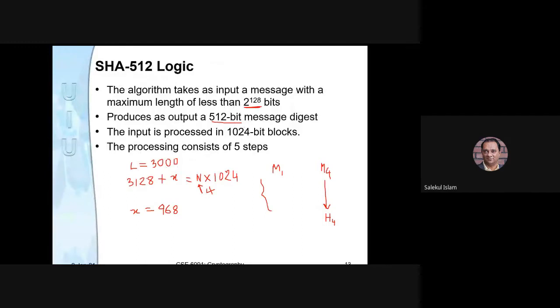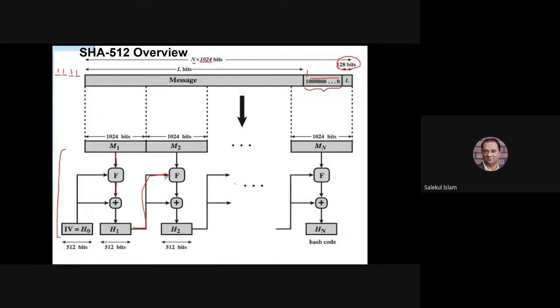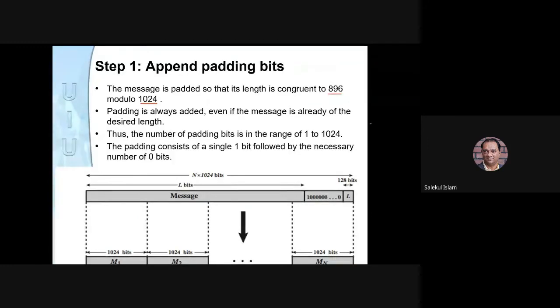We have said that after the padding has been added, this length will be a multiple of 1024. A multiple of 1024 means the modulo 1024 will be 0, right? Here, if we take the modulo with 1024, we get 0, with no remainder. That is what it is saying here: congruent to 896 modulo 1024. So padding is always added even if the message is already of the desired length.